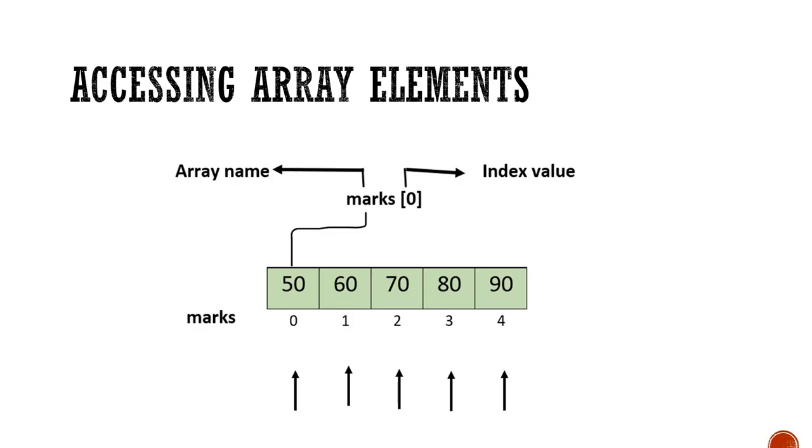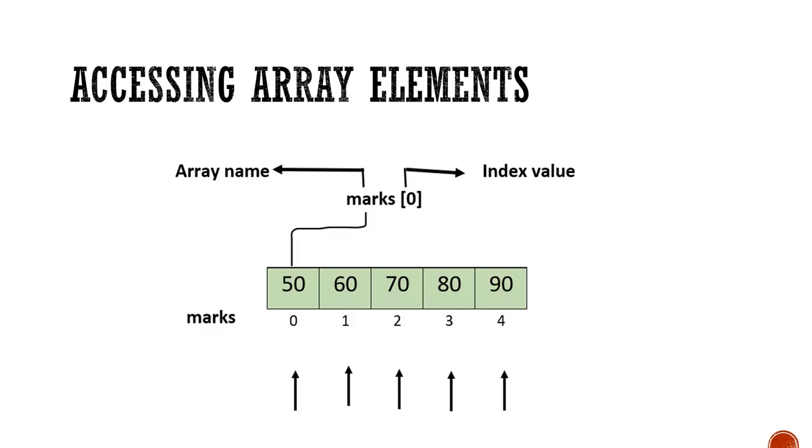See here, for example, it has been given as marks[0]. So which value will be retrieved? Yes, the value at the index position 0, which is 10, right? So 10 will be retrieved. So here marks is considered as the array name and 0 is considered as the index value. So marks[0] means the value 10 will be printed. This is how we can access the elements present in an array.